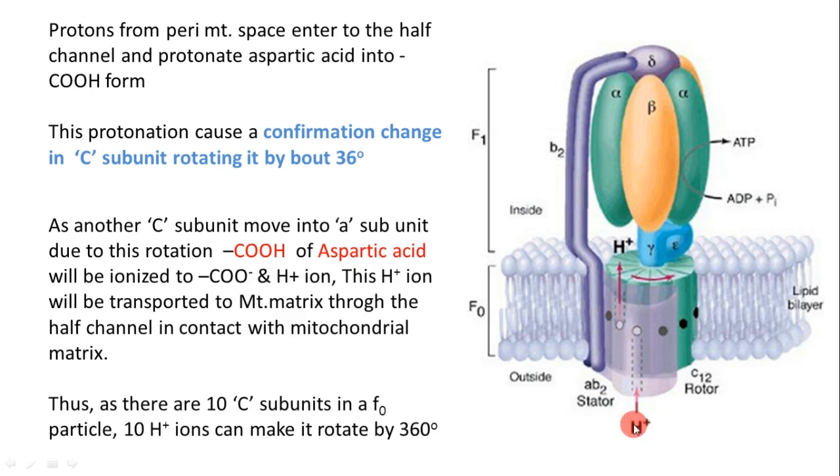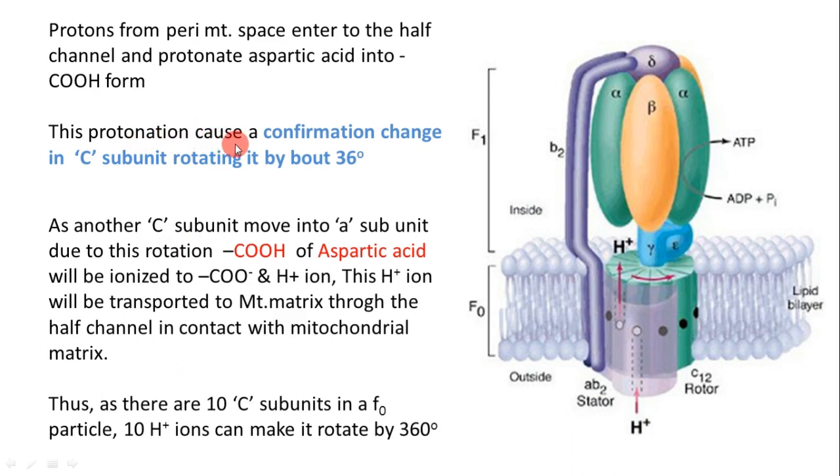So these H plus ions will rush into these half channels, and when they come to the half channel, there will be the aspartic acid in the deprotonated state. I told you the aspartic acid of the C ring, facing the A subunit or coming near to these half channels, will be deprotonated or ionized into COO minus form. So as the H plus ions reach the COO minus group of aspartic acid, it is again protonated into COOH by these H plus ions.